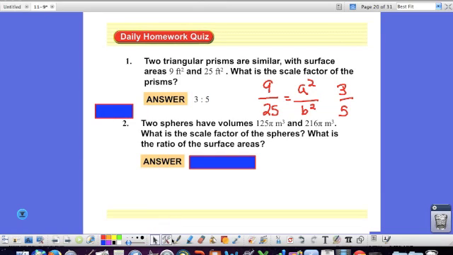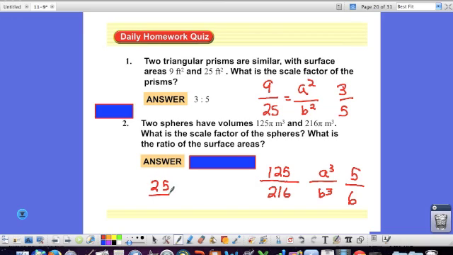2 spheres have volumes of 125 pi meters cubed and 216 pi meters cubed. What is the scale factor? So this is cubed and cubed, and the cubed root of 125 is 5, the cubed root of 216 is 6. So what is the ratio of their surface areas? That would be 25 to 36.